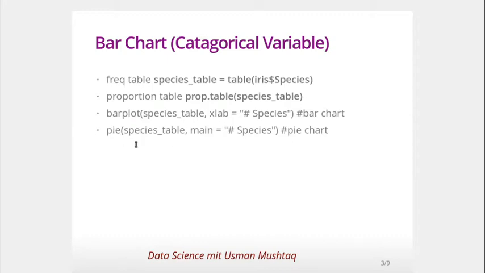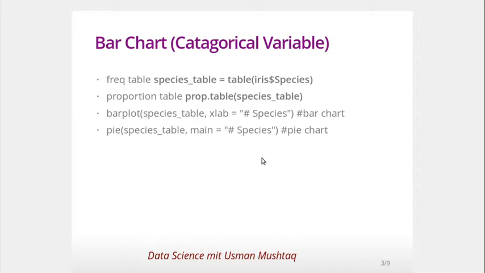Then for pie, in this video tutorial I will show you how, because the pie chart is also used to show categorical variables. This is also very simple. You just have to pass this table, and then main is the title of the graph, which is species.